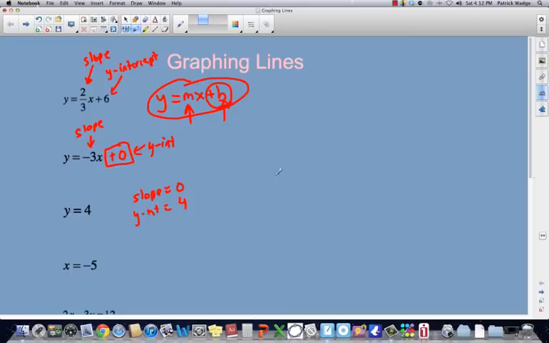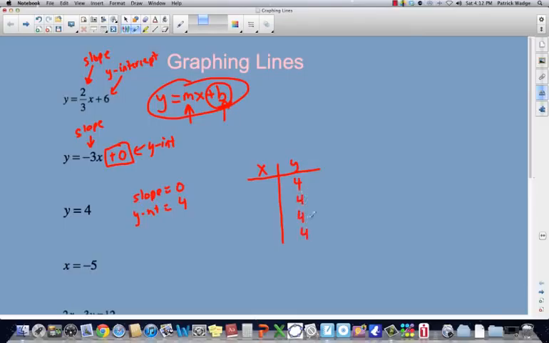Okay, there's another way you can also look at this. Another way you can always graph is you can always make your t-table with an x and a y. You could have done that back up here as well. So in this case, y equals 4. Y always equals 4. There's nothing else that y can be.